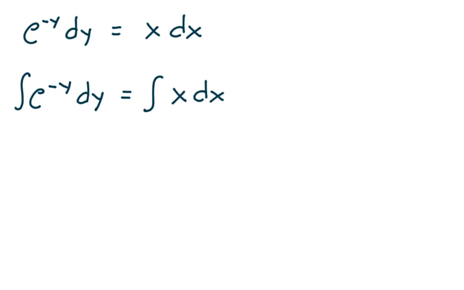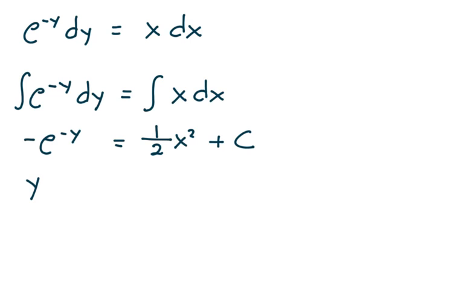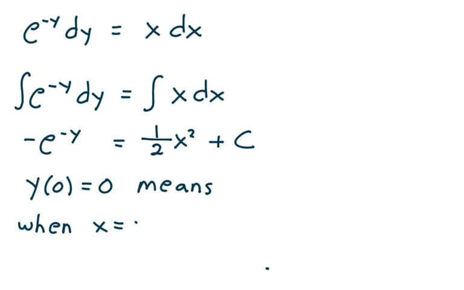So on the left side, we get negative e to the negative y, right? That's the integral of e to the negative y dy. On the right side, we get 1/2 x squared plus c. Now, let's look at our initial condition, because the solution we find must satisfy that initial condition. So y of 0 is 0 means when x is 0, y is 0. Okay? And so negative e to the negative 0 is 1/2 of 0 squared plus c.